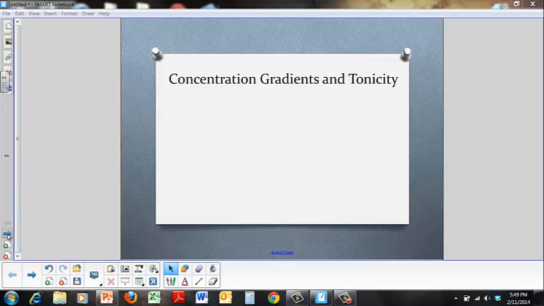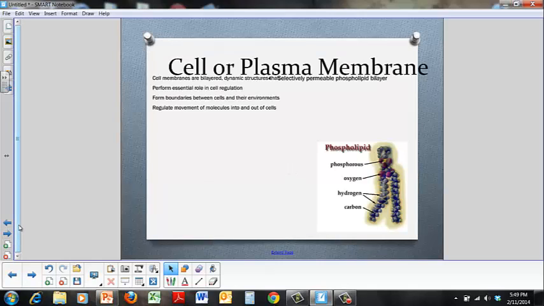Because now we're really going to talk about why diffusion is important, especially to us, our human body. So in order to understand that, we first need to understand that all our cells have a cell or plasma membrane. So you can either hear the name as a cell membrane or a plasma membrane, but in either case they're talking about the same structure. And this plasma membrane is really going to control what goes in and out of your cells. And it's what we call a selectively permeable membrane.